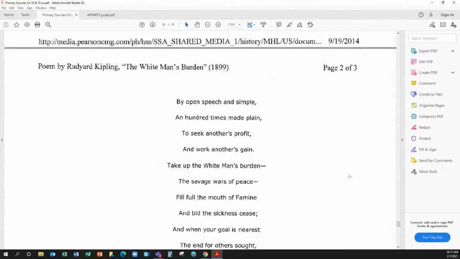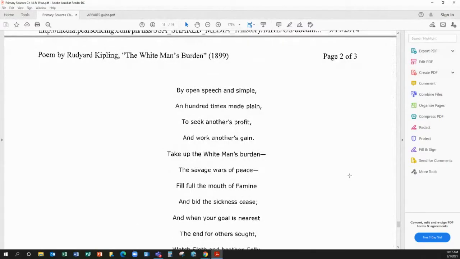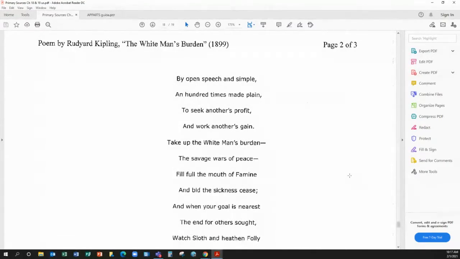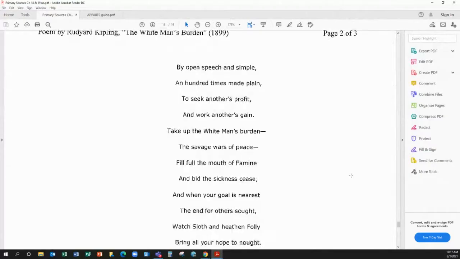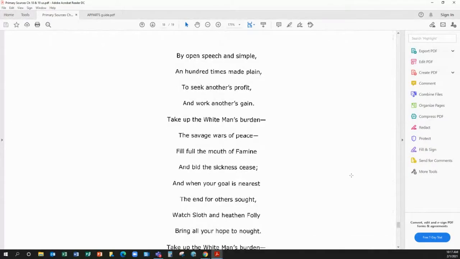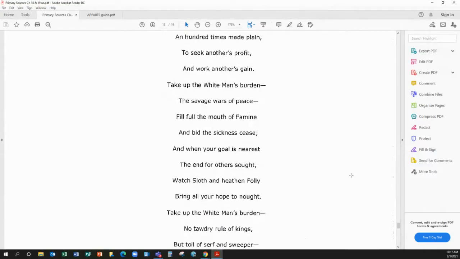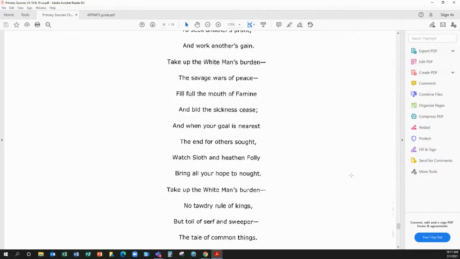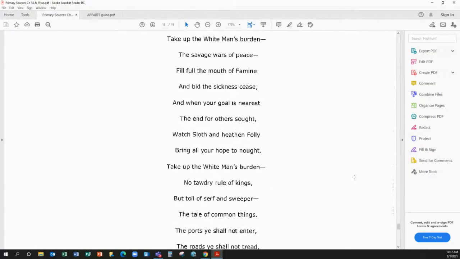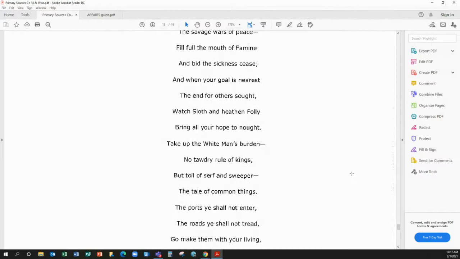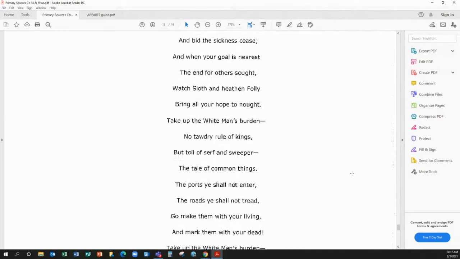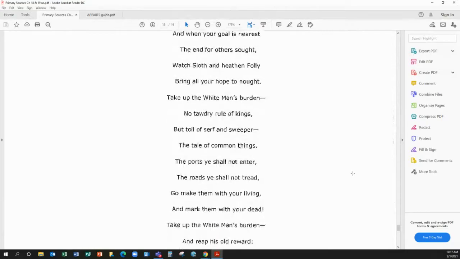Take up the white man's burden, the savage wars of peace. Fill full the mouth of famine, and bid the sickness cease. And when your goal is nearest, the end for others sought, watch sloth and heathen folly, bring all your hope to naught. Take up the white man's burden, no tawdry rule of kings, but toil of serf and sweeper, the tale of common things. The ports ye shall not enter, the roads ye shall not tread, go make them with your living, and mark them with your dead.